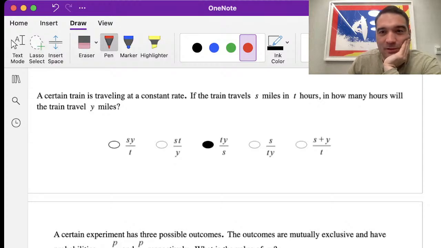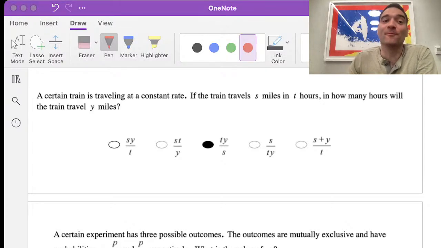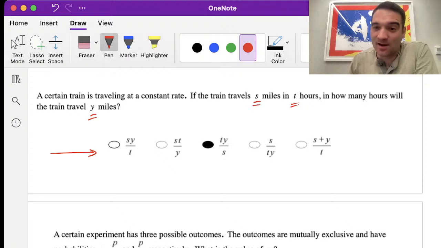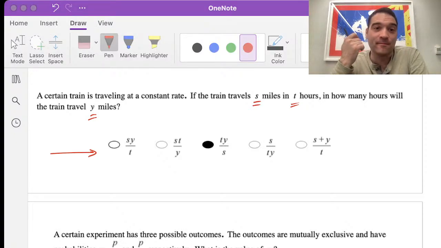Converting a word problem. Yeah, so it is a word problem. What I'm getting at, in sort of a roundabout way, is the fact that we have variables in the question and variables in the answer options. And this happens all the time on the GRE.